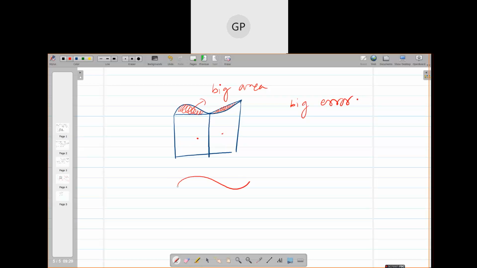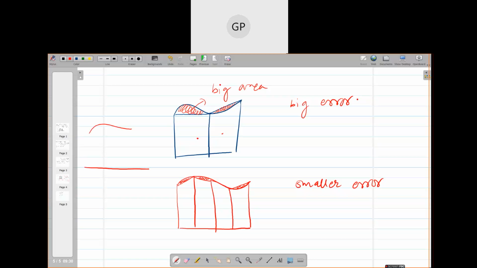Girls, please answer my questions. Now suppose instead of two subintervals, I have four subintervals. Then I get trapeziums like this, and the error, the area which I add or delete, becomes smaller, right? When the number of intervals increases, the error decreases.